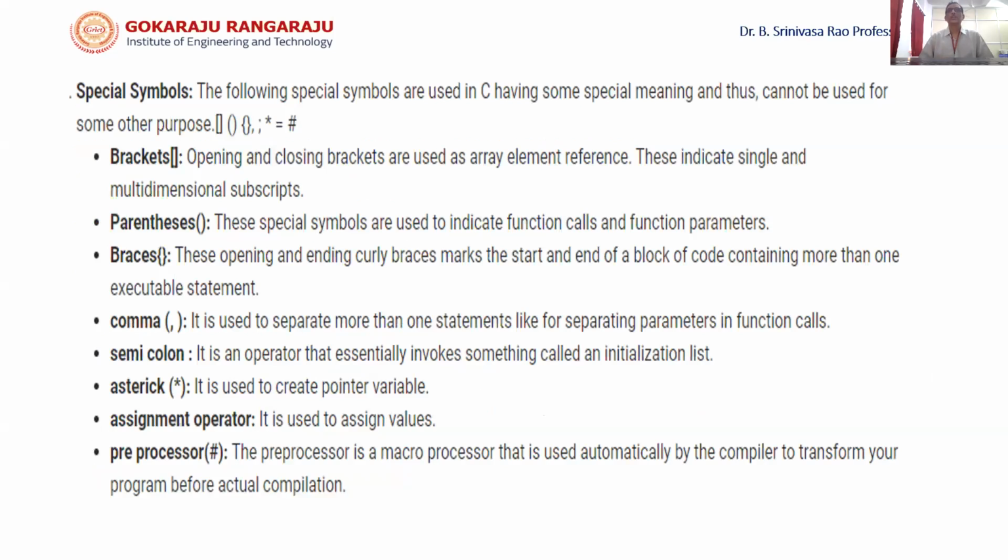Next one is special symbols. The C program deals with some special symbols. The following special symbols are used in C having some special meaning and thus cannot be used for other purposes. Brackets, parentheses, braces, comma, semicolon, asterisk, assignment operator, preprocessor are the examples of special symbols.